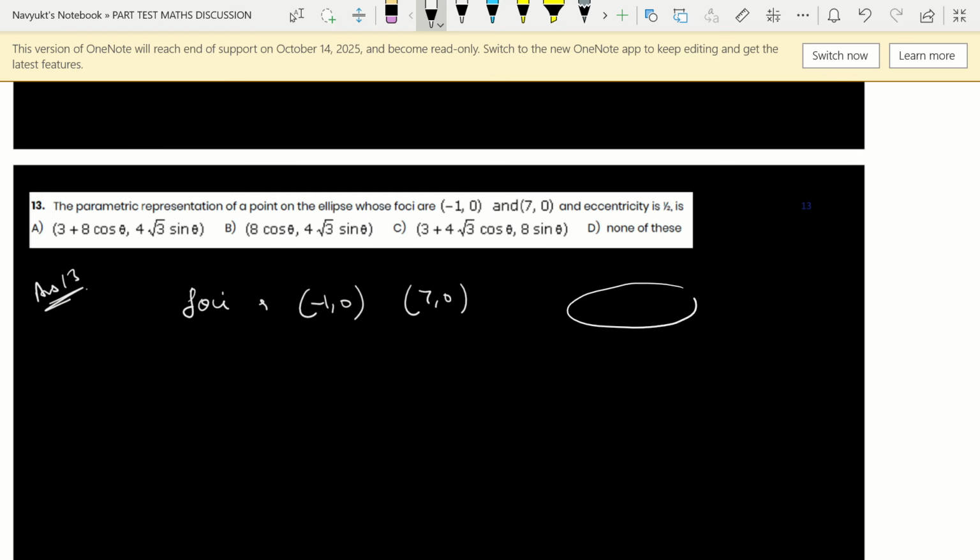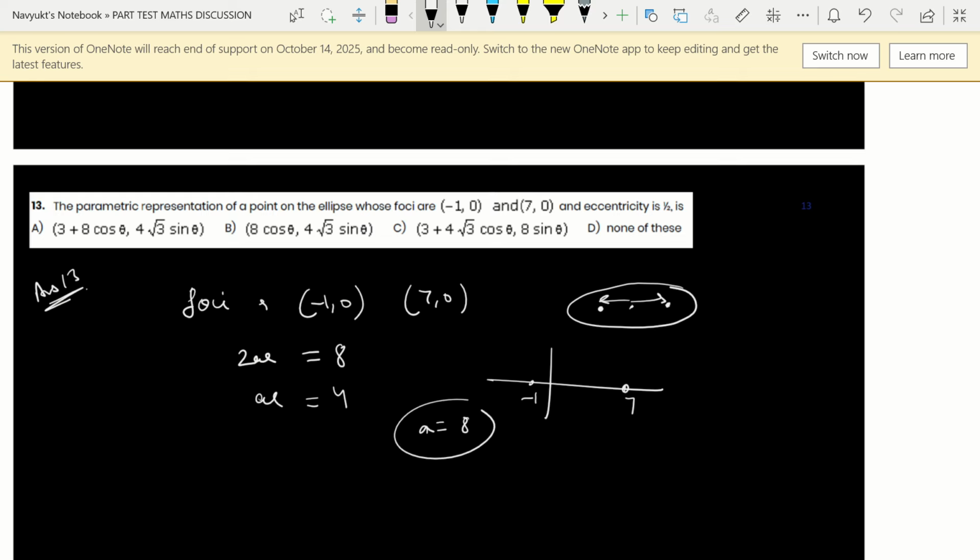So if we have any ellipse, what is the distance between foci? Center to foci we have AE, center to foci we have AE. So twice of AE is how much? We don't need to do root actually because this is simply 7. This is minus 1. What is the distance? 8. So AE comes out as 4. Again, eccentricity is given half, right? So can we get the A value? A value would be 8.